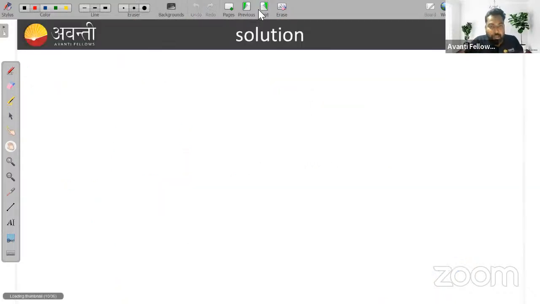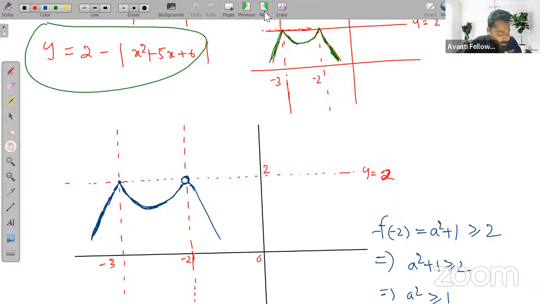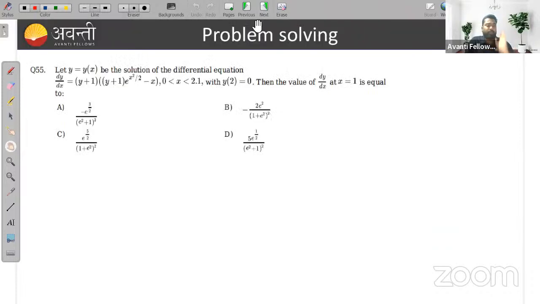Okay, so now I hope this is clear to everyone, guys. Okay, so let's move to the next question. Here we have one differential equation. Let y is equal to y of x be the solution of the differential equation dy by dx is equal to y plus 1 into y plus 1 into e raised to x square by 2 minus x, when x is lying between 0 and 2.1. With the initial condition y of 2 is equal to 0, you need to find dy by dx at x is equal to 1.